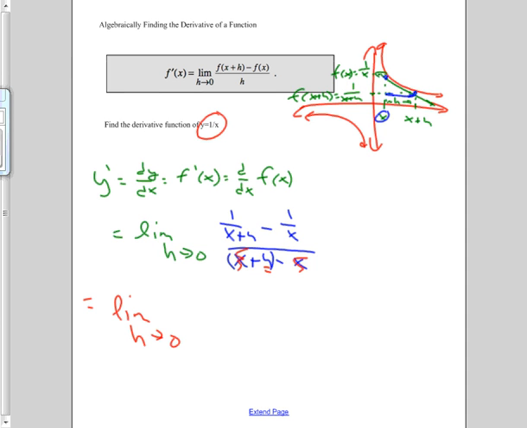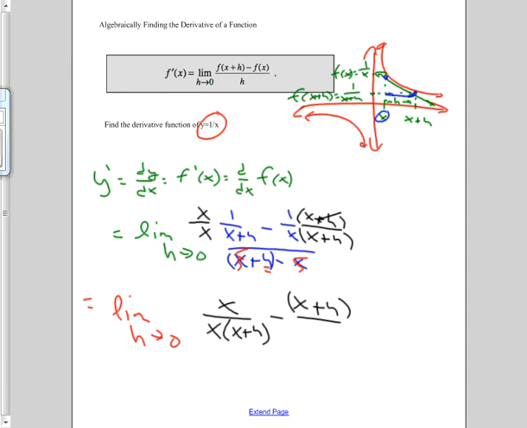Well, we need to get a common denominator up here. And we're going to do that by multiplying this by x over x, and this by x plus h over x plus h. And when we do that, we get x over x times x plus h, minus x plus h over x times x plus h, all over h. It's getting a little bit confusing. These are tough fractions, and we tend to not like fractions, but in this class, hopefully very quickly you're going to befriend fractions in a significant way.